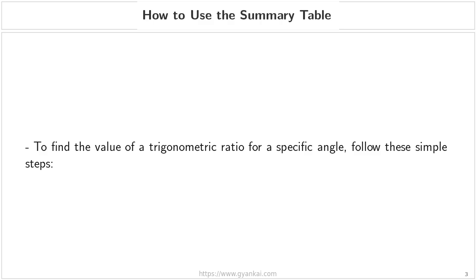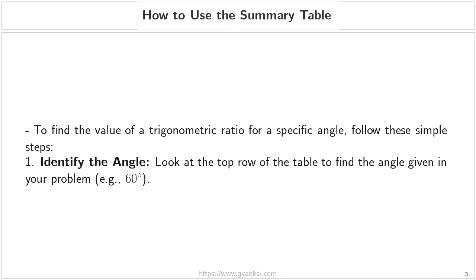Now that we have seen the complete table of values on the previous slide, you might be wondering how to use it efficiently during an exam. Don't worry, it is actually quite straightforward. To find the value of any trigonometric ratio for a specific angle, you just need to follow these 3 simple steps. First, identify your angle. Look at the very top row of the table, which contains our standard angles, and find the specific angle mentioned in your problem, for example, 60 degrees.